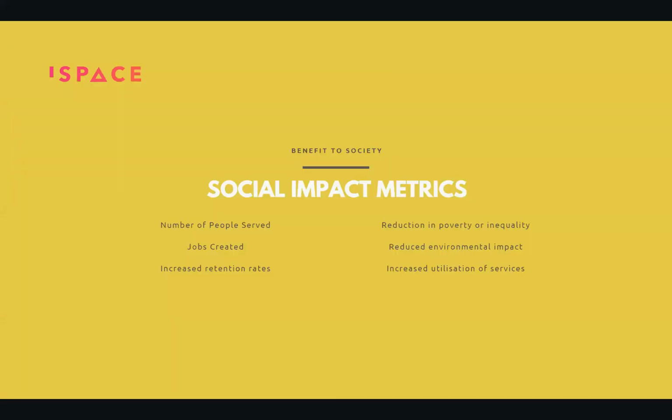So just to recap on that, some of the big social impact metrics that we see in this market is basically the number of people served, the number of jobs created, increased retention rates, a reduction in poverty or inequality, reduced environmental impact, and then increased utilization of services. I pull these out because these are also the things that matter to funders a lot of times.